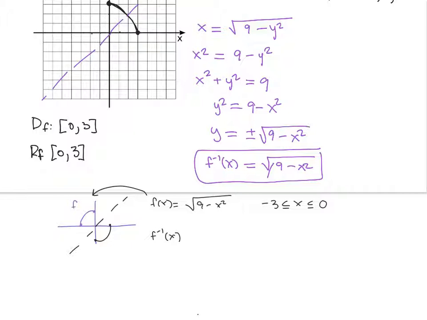Because this f inverse equation falls below the x-axis, what would it have to be? It'd have to be minus the root. Does that make sense? And then you'd have to give it a domain. So this is the domain of f. The domain of f inverse would have to be from 0 to 3, right? Does that make sense? Okay.